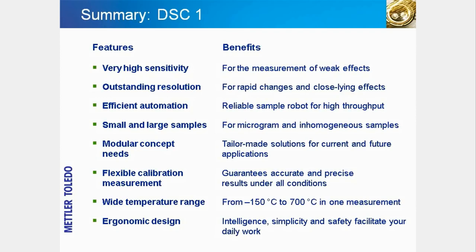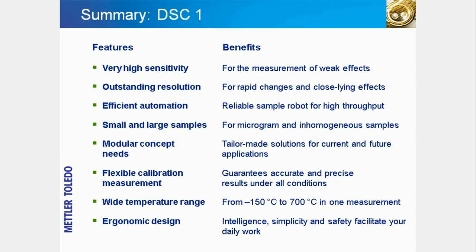Differential scanning calorimetry is an excellent technique for characterizing the thermal properties of materials such as thermoplastics, thermosets, elastomers, adhesives, chemicals, paints and lacquers, foodstuffs, pharmaceuticals, fats and oils, metals and ceramics.